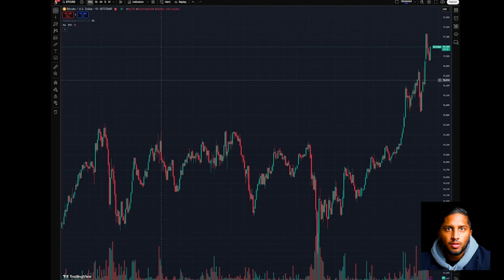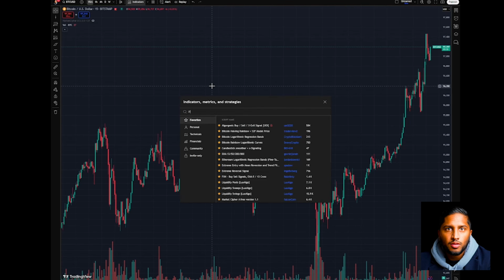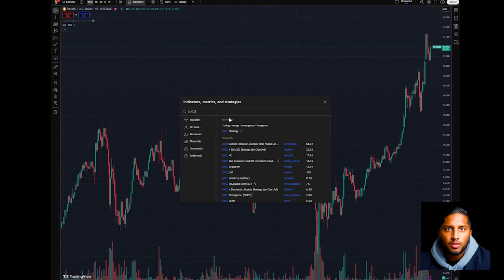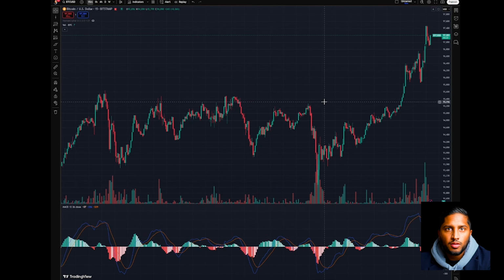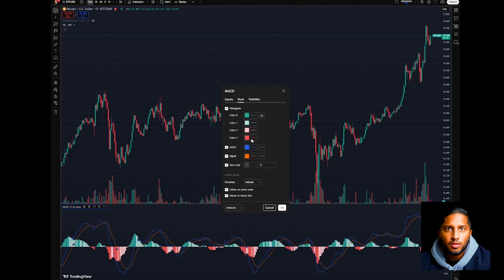All right, now we're back in TradingView. Here at the top, you want to select indicator. You want to type in MACD. Under technicals, select moving average convergence divergence. There we see it here at the bottom. Let's exit out of that. Let's go ahead and jump into the settings. Hover over the MACD. Click this icon right here. It'll open up the settings.